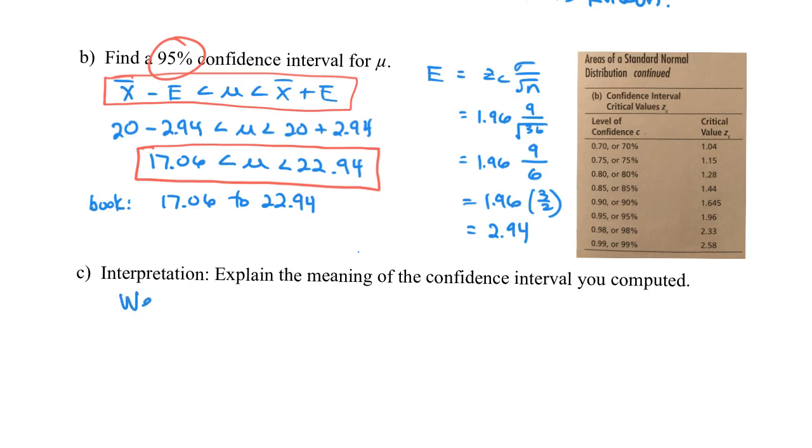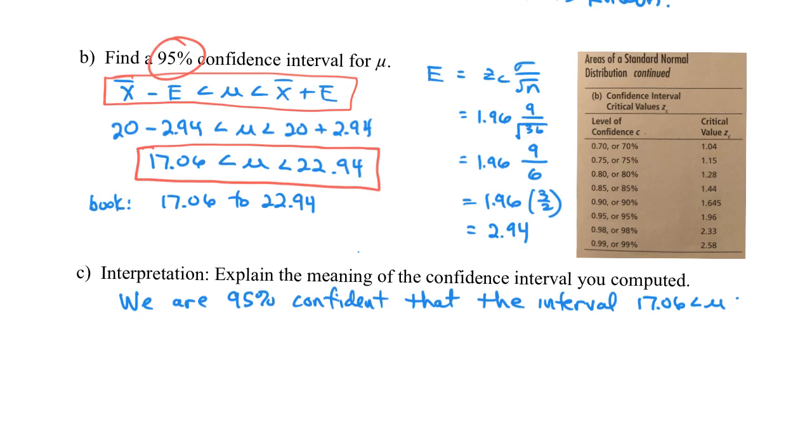We are 95% confident that the interval, I'm just going to write down the interval, is one that contains the population mean mu.